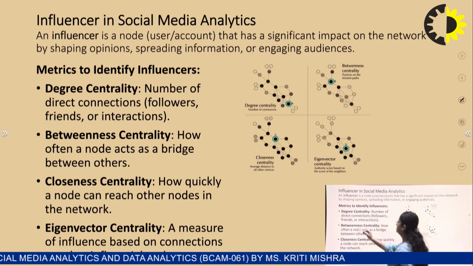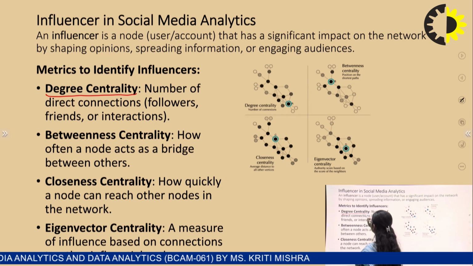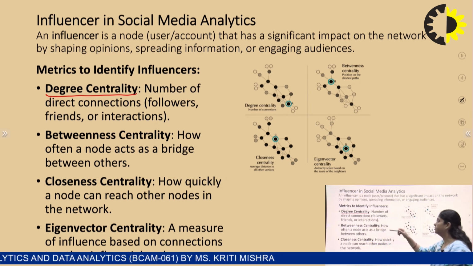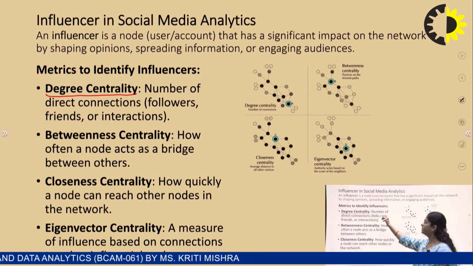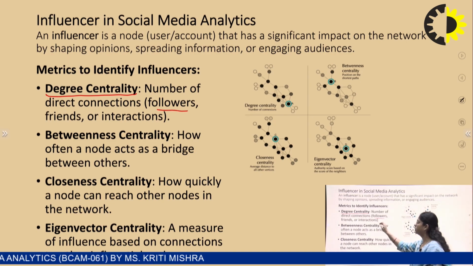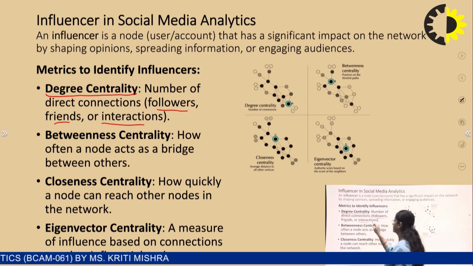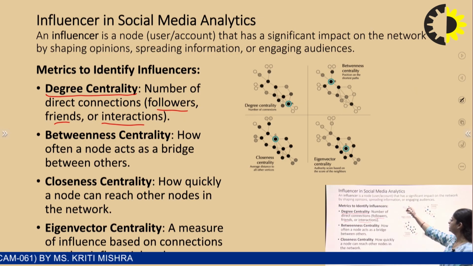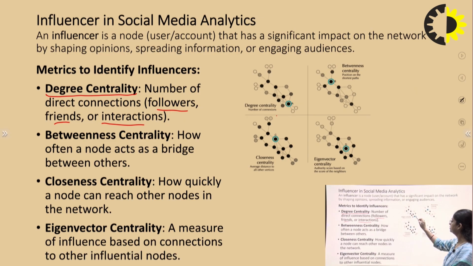First is degree centrality. What is degree centrality? Degree centrality is the number of direct connections, like followers, friends and interactions. You can see in this graph, degree centrality is the number of connections. So this A, how many connections does it have? That is the degree centrality of this node A. So this is degree centrality.